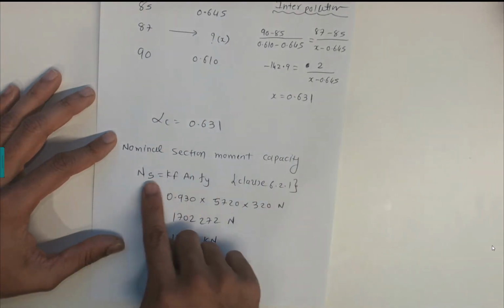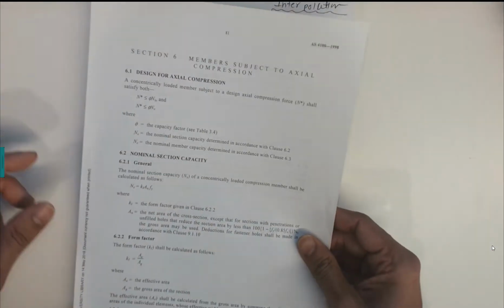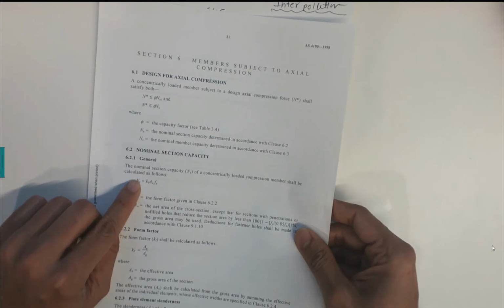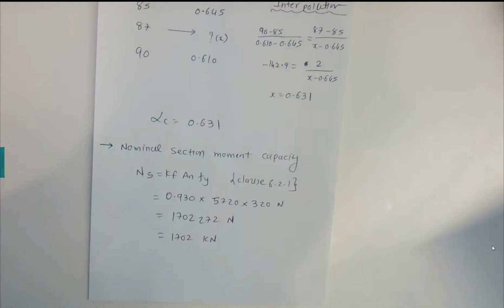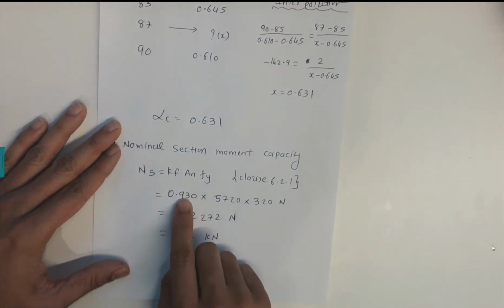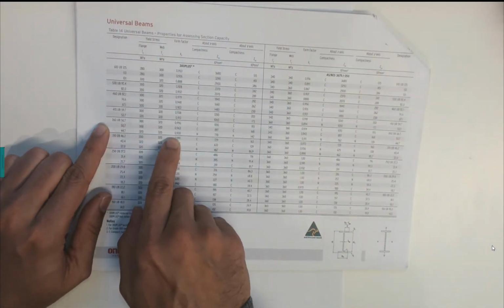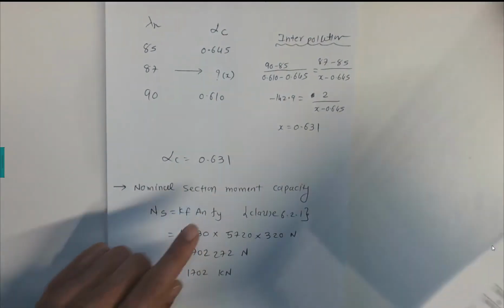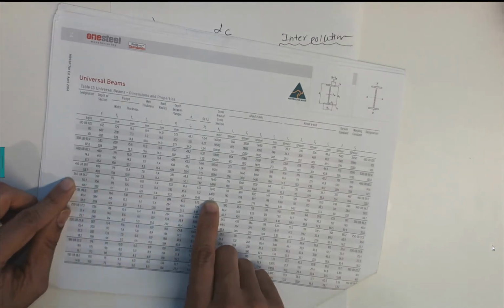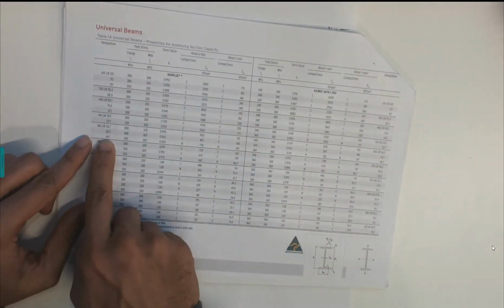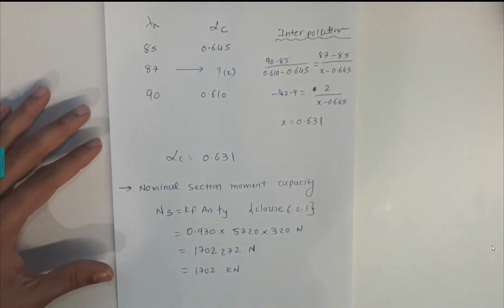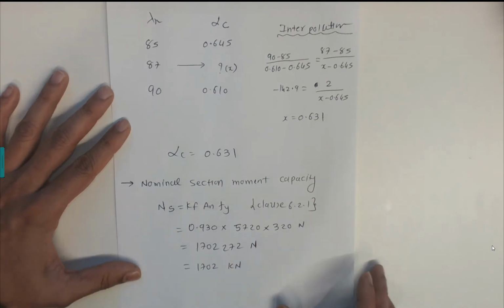Now the nominal section capacity Ns is given on page number 81, Clause 6.2.1. The nominal section capacity is kf times Ag times fy. In our case An is the gross area, and the form factor is taken from the steel tables. The 360 UB 44.7 has a form factor of 0.930, a gross area of 5720 millimeters squared, and a yield strength of 320 megapascals. The result in newtons is divided by a thousand to give kilonewtons.